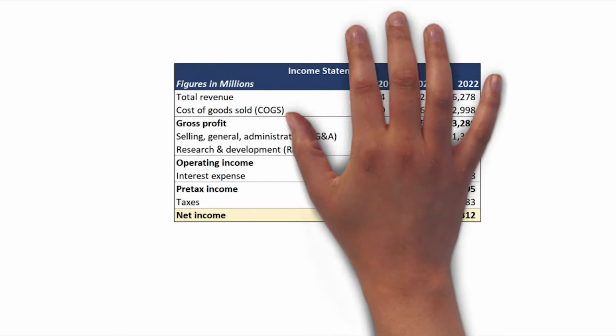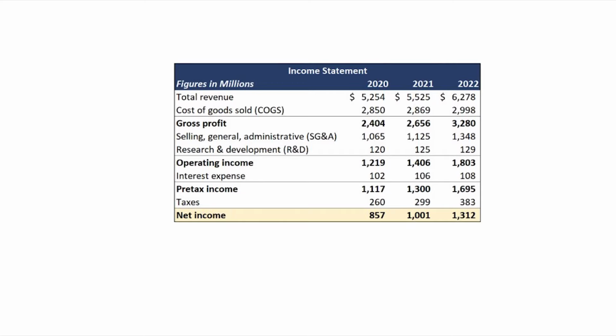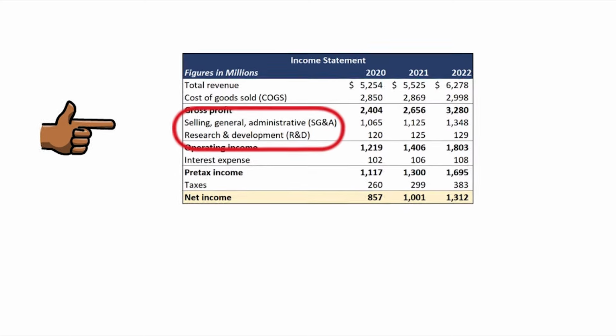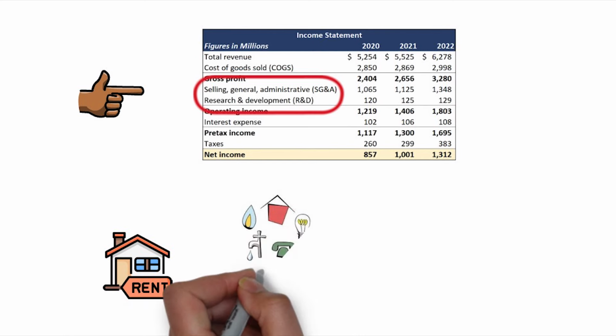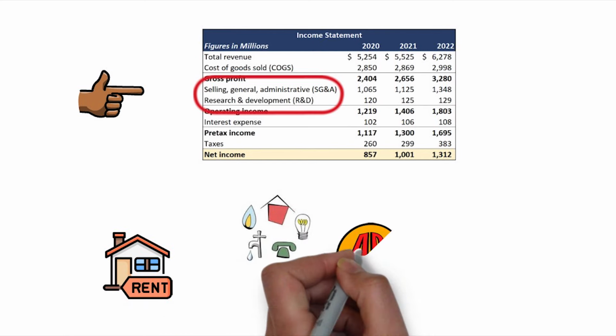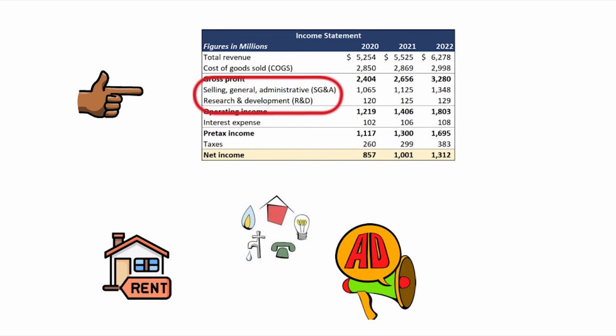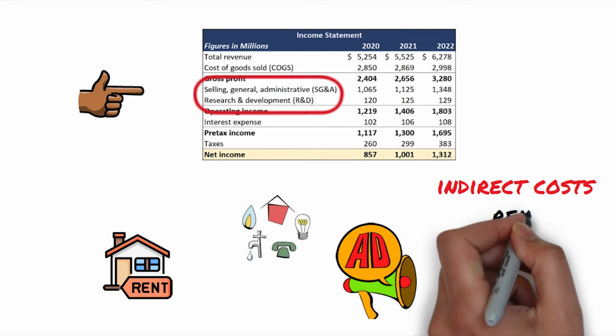Those are the so-called operating expenses. These are costs that are not directly tied to the production, but that are essential for running the business. This includes, for instance, things like rent, utilities, marketing expenses, salaries of the non-production staff, and much more.